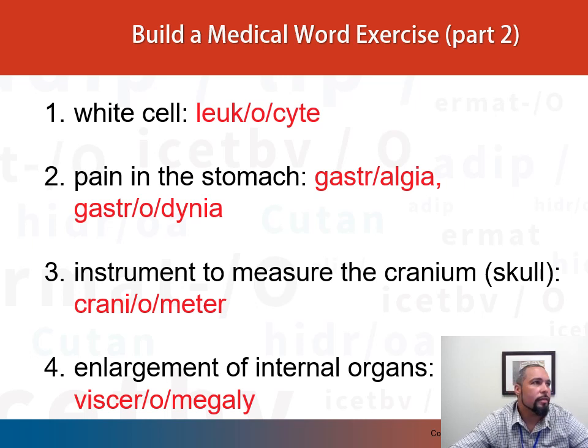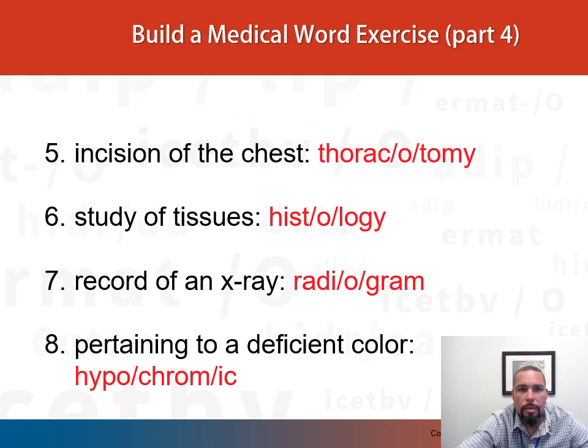Again, building a medical word exercise. What is a white blood cell? Leukocyte. Pain in the stomach, gastralgia or gastrodynia. Instrument to measure the cranium or the skull, craniometer. And condition where you have an enlargement of internal organs, visceromegaly. That's pretty cool. Incision to the chest, thoracotomy. Study of tissues, histology. A record of x-ray, radiogram, or pertaining to a deficient color, hypochromic.